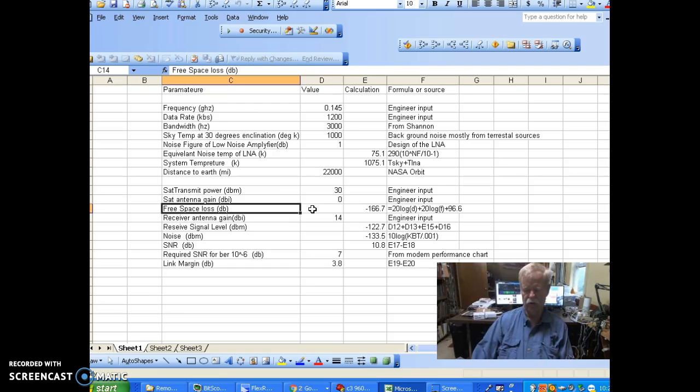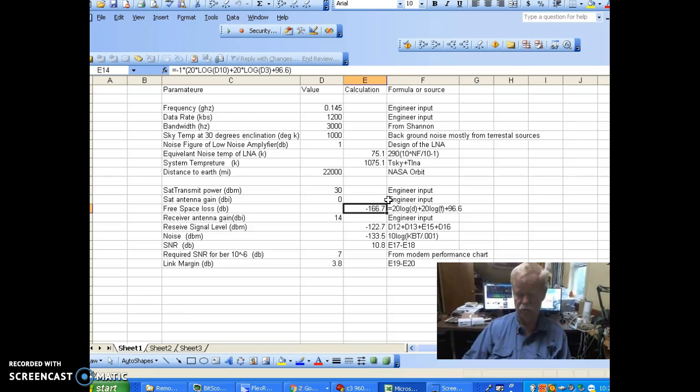Well, we have the same thing in space. Every time we increase the distance on the satellite, we lose 6 dB of power. The formula to describe this is 20 times the log of the distance in miles plus 20 times the log of the frequency in gigahertz plus 96. Plugging those numbers into our equation, at 22,000 miles the loss between the antennas is 166.7 dB. That's a lot.